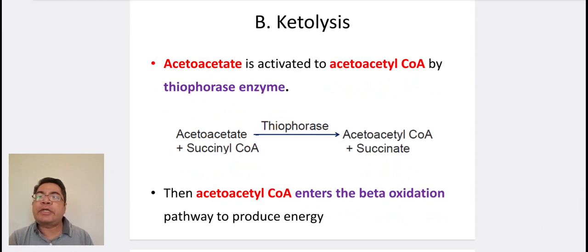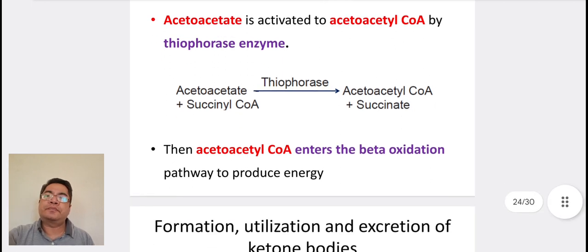Acetoacetate is activated to acetoacetyl-CoA by thiophorase enzyme. It is written as acetoacetate plus succinyl-CoA gives acetoacetyl-CoA plus succinate in the presence of enzyme thiophorase. Then acetoacetyl-CoA enters the beta-oxidation pathway to produce energy.